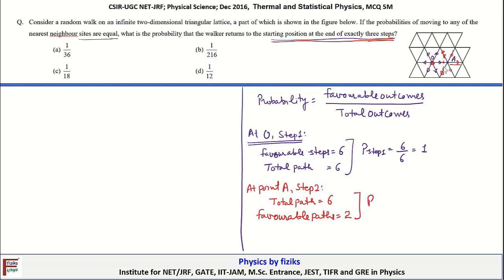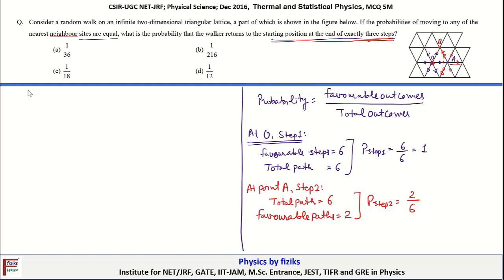Okay, so the probability of executing step 2 is equal to the favorable paths, which is 2, divided by the total number of paths. Now if we assume that the random walker has moved from point A to point B, let's say now the walker has moved to point B here. Now the walker is at this position. So at this point again we will identify the favorable path and total path.